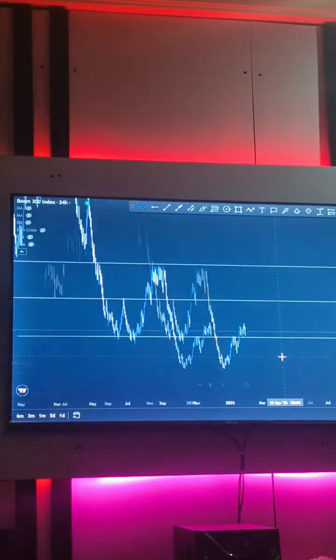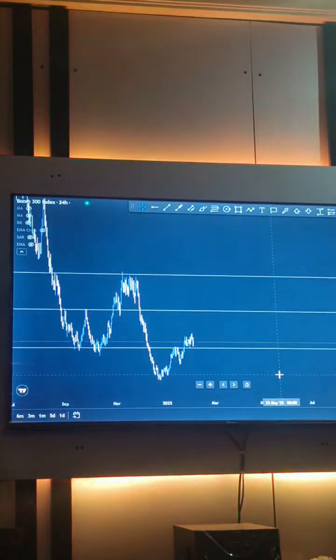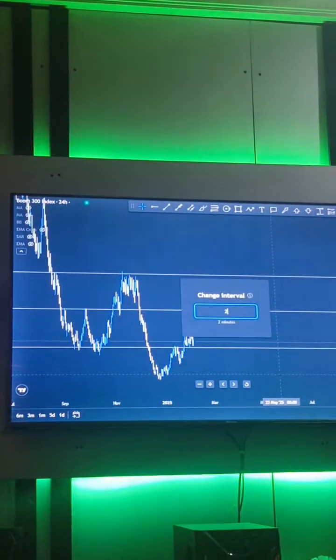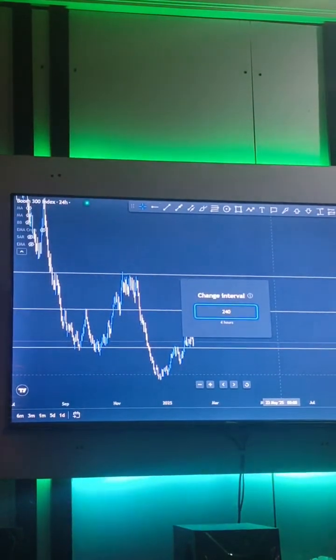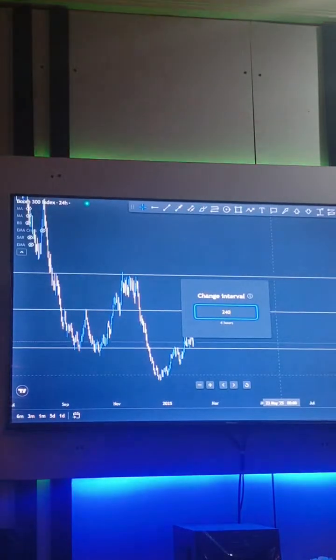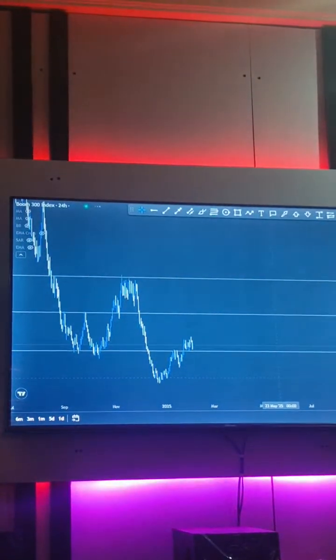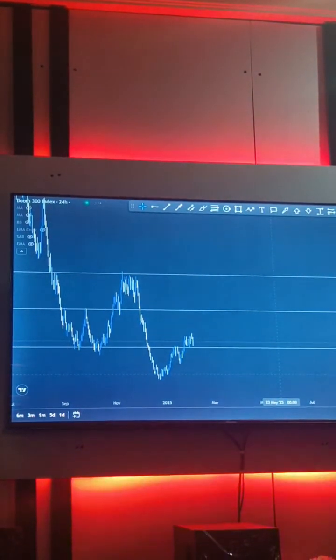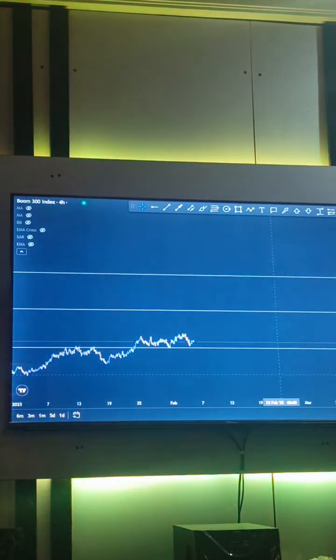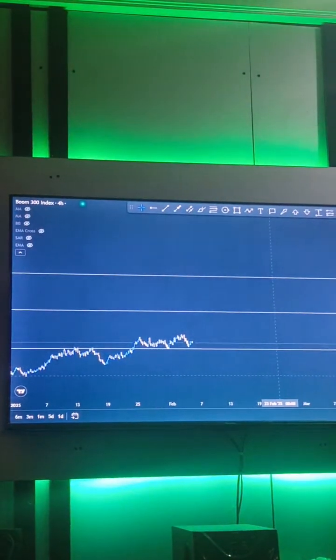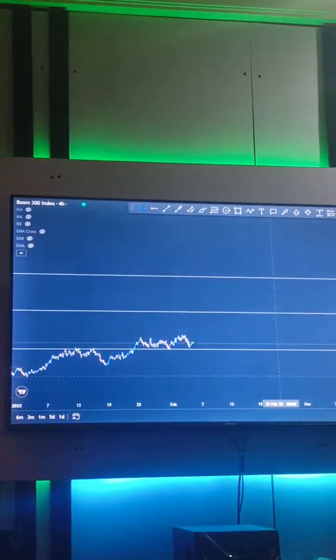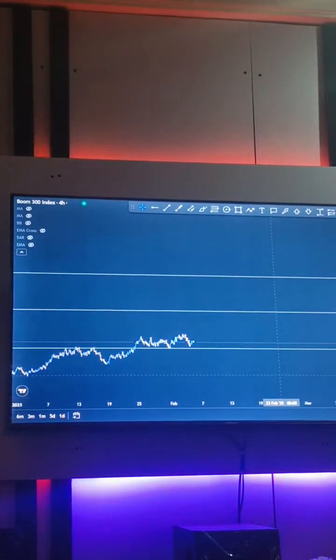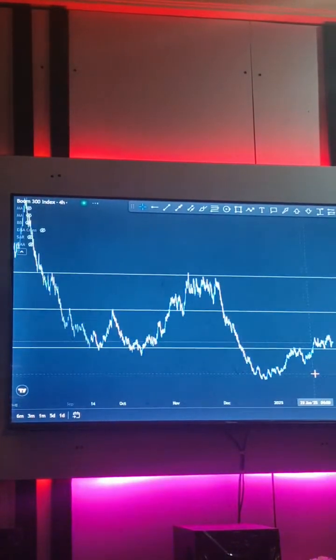Are you seeing that? Now, 4 hours. Go to 4 hours and identify the current market trend. Now, the trend is in 3 phases. It can be an uptrend, downtrend, or a consolidation. That's what I'm looking for.